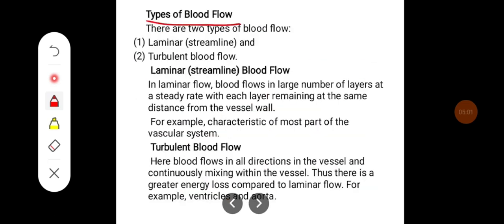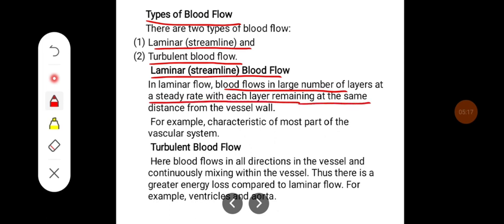There are different types of blood flow in the vessels: laminar, that is streamline flow, and turbulent blood flow. In laminar blood flow, the blood flows in a large number of layers at a steady rate, with each layer remaining at the same distance from the vessel wall. For example, characteristic of most parts of the vascular system is laminar blood flow.